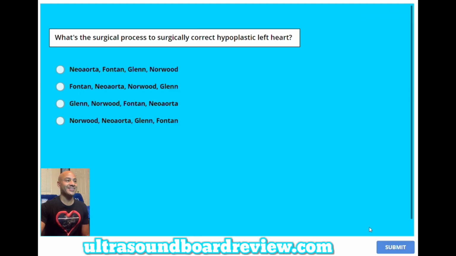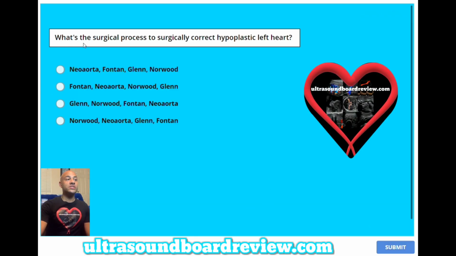Little clue for you. Question 128. What's the surgical process to surgically correct hypoplastic left heart? A, neo aorta, then Fontan, then Glenn, then Norwood. B, Fontan, then neo aorta, then Norwood, then Glenn. C, Glenn, Norwood, then Fontan, then neo aorta. Or is it D, Norwood, then neo aorta, Glenn, then Fontan? And remember, we talked about this earlier.